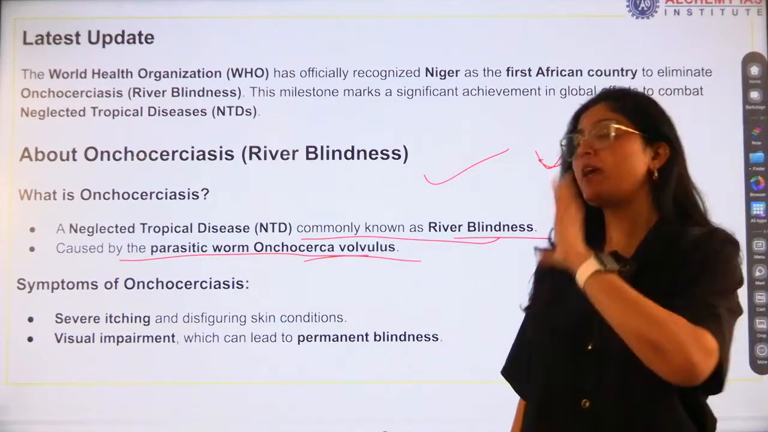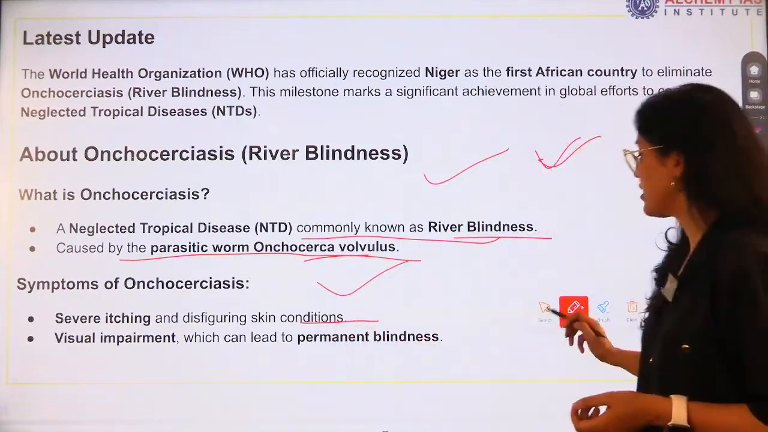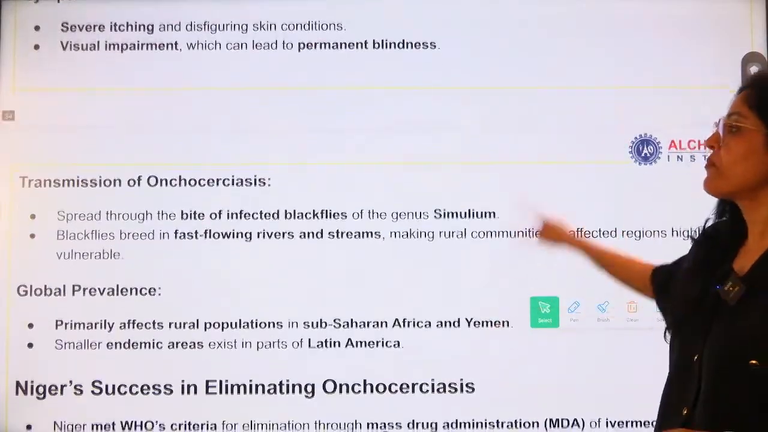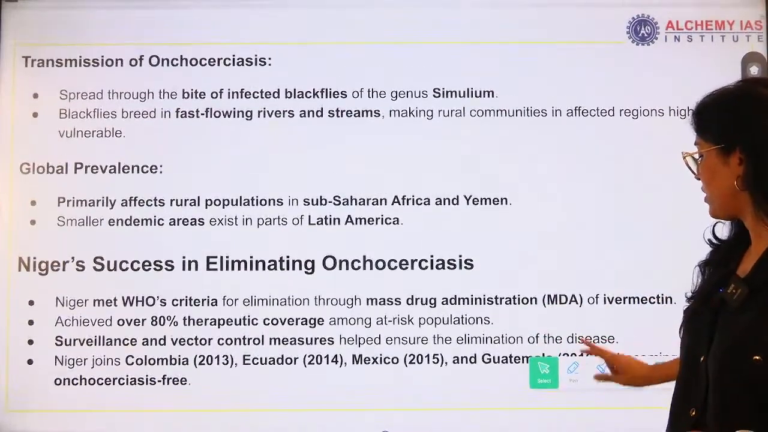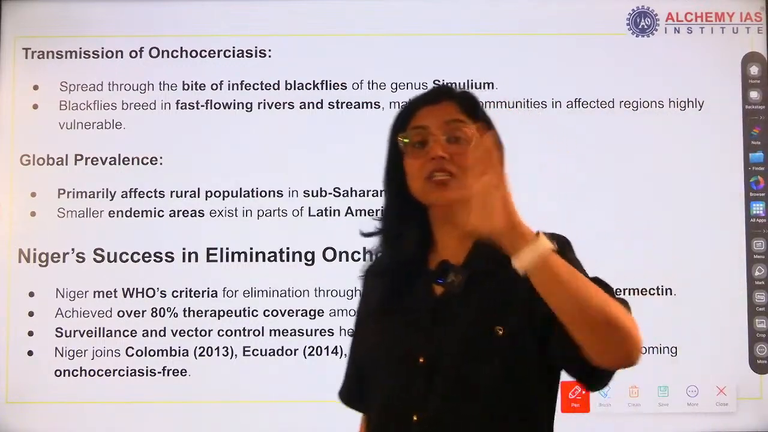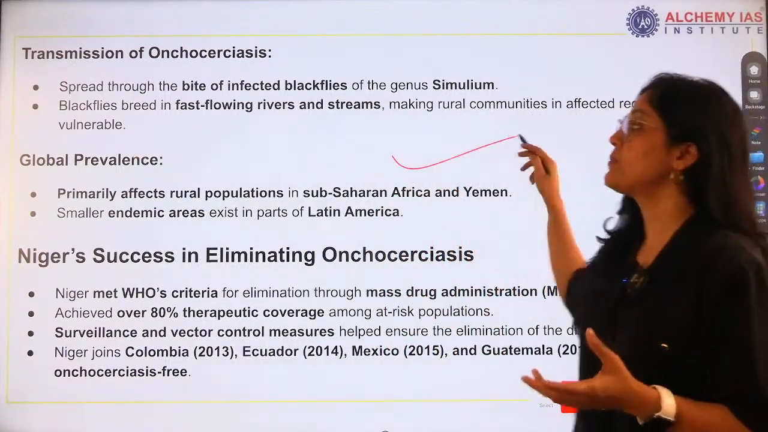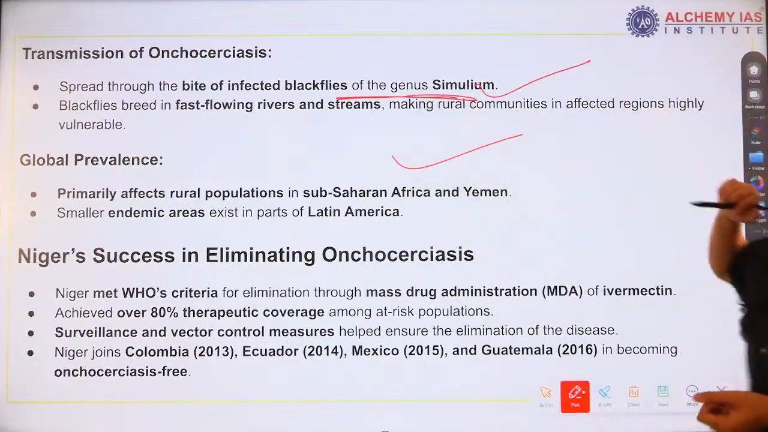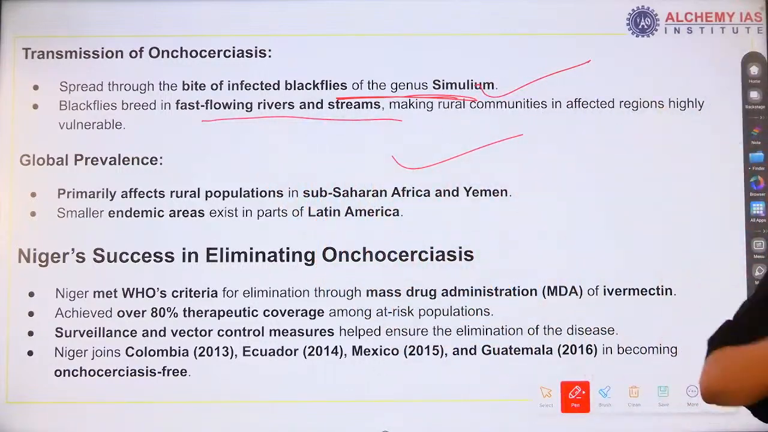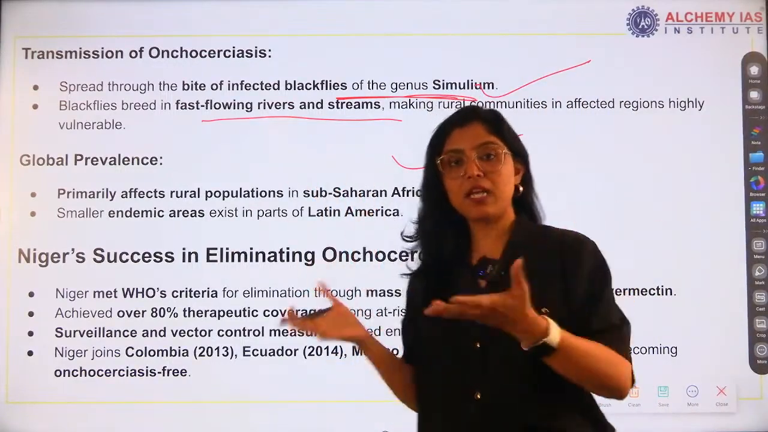This is important. A disease can be caused by parasites, bacteria or viruses also. Symptoms are what? Severe itching, disfiguring skin condition, visual impairment, or permanent blindness. Okay. So it causes blindness. And why is it called river blindness? Because the river water contains this parasite, spread through the bite of infected black flies, and black flies breed in fast flowing rivers and streams. So that is why, because of the river, this disease is happening. Presence of the parasite in the river, it is called river blindness.